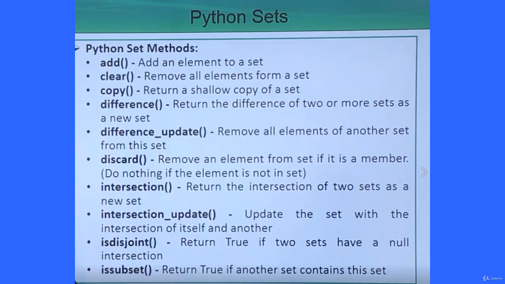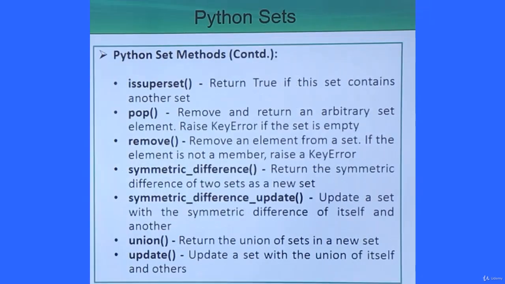Intersection, intersection update. Isdisjoint returns true if two sets have a null intersection. Issubset returns true if another set contains this particular set. Then issuperset. Then the pop method, which removes and returns an arbitrary set element, and raises a KeyError if the set is empty. In this way you see all the methods we have discussed with their respective short descriptions.